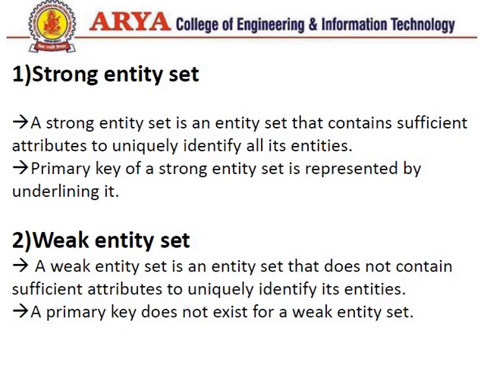What is a weak entity set? A weak entity set is an entity set that does not contain sufficient attributes to be uniquely identified by itself. A primary key does not exist for a weak entity set. In a strong entity set, a primary key must exist. In a weak entity set, there is no primary key.